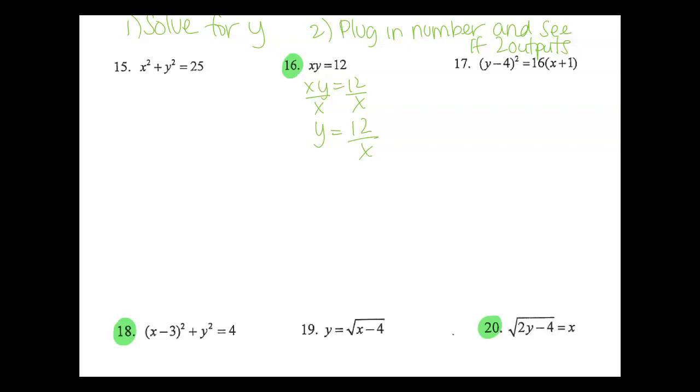So let's do that again with x equals 4. With x equals 4, I'm going to substitute it in. y will equal 12 over 4. Well, 12 over 4 just reduces to 3. That's only one answer. So that means that question number 16 is a function.